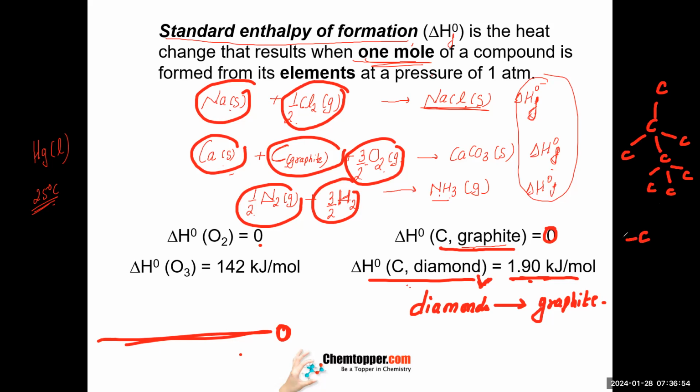But in graphite, each carbon is bonded to only three. And then there is one electron left on every carbon, because carbon has four valence electrons, but out of four it is making only three bonds. So one is free. Now this free electron is delocalized. And this delocalization of this electron is responsible for its stability.